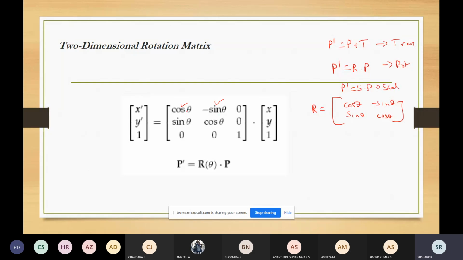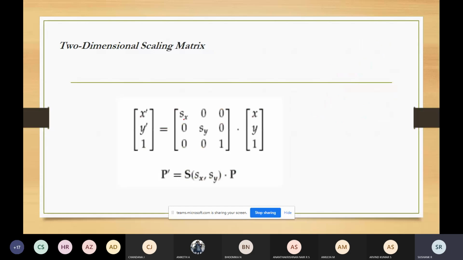Here, these four terms will represent the rotation factor, so this can be generalized: P dash is equal to R into P. For the scaling, along the diagonal you are adding the scaling along X term and scaling along Y term. If you expand this, we know that X dash is equal to Sx into X. I will just multiply this.